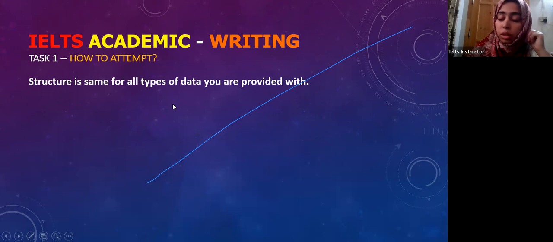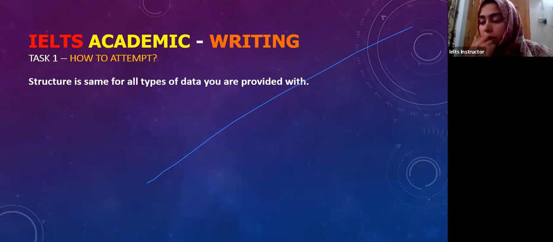Okay. So how to attempt the summary? Sorry, I was talking about the semi-formal. So what I was saying is that you understand the difference between formal and informal, right? In semi-formal, you can use a few sentences informally, but basically the whole tone or your way of talking should be professional.